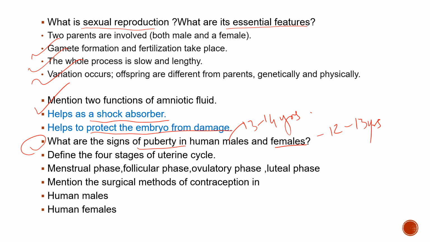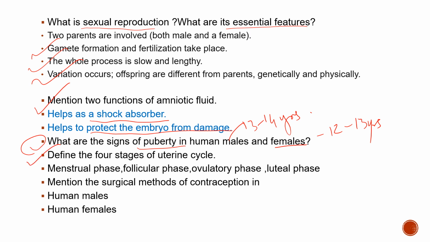Now next we can say the secondary sexual characters of females. What are they? One thing is the growth of axillary and pubic hair, the widening of the pelvis region and the hip, the enlargement of the breasts, and the onset of the menstrual cycle. So these are the signs of puberty in males and females. Okay, is it clear? Let us move on to the next question.